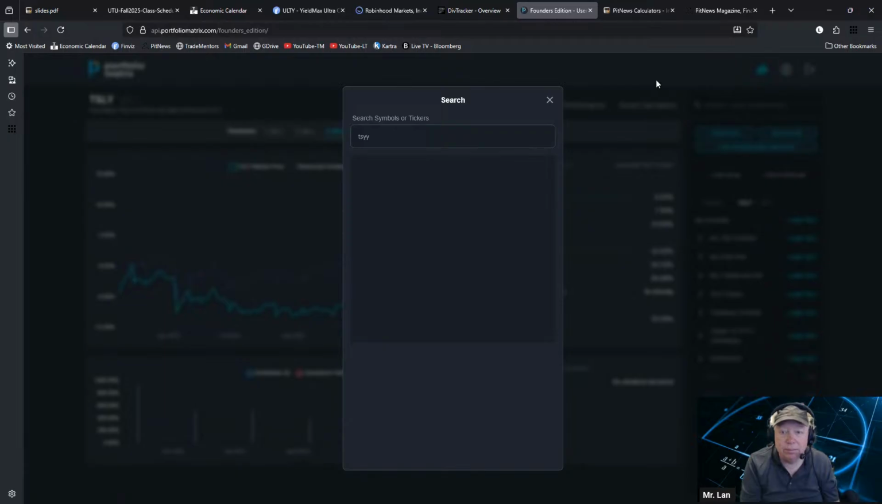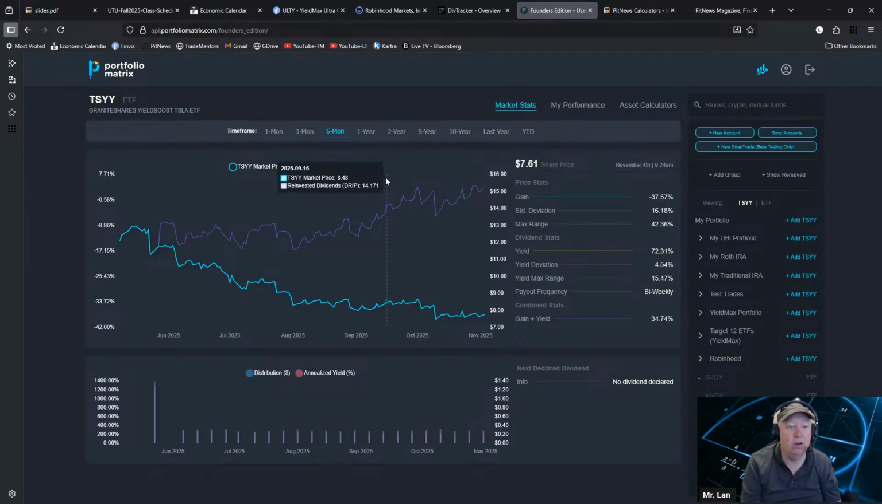TSYY. Now these guys, this is the Granite Shares, and they are the ones who trade the put options, not call options. So their gain, they're negative 37. That's from the beginning, clear back here. That's been going down, right? The yield is 73% or 72%. So they're at a 34% return. 34% is still a lot of money.